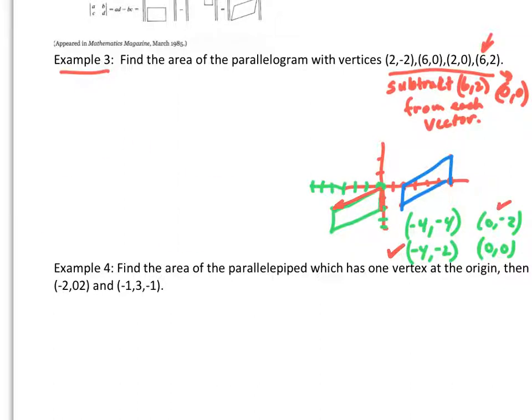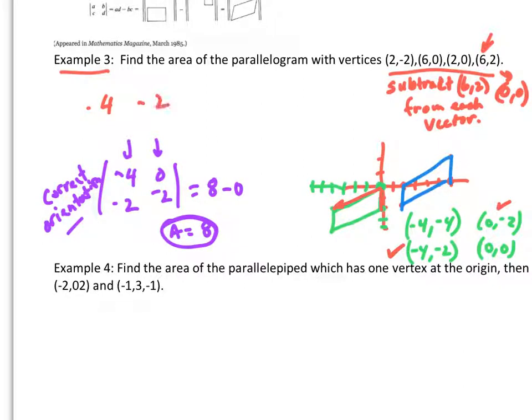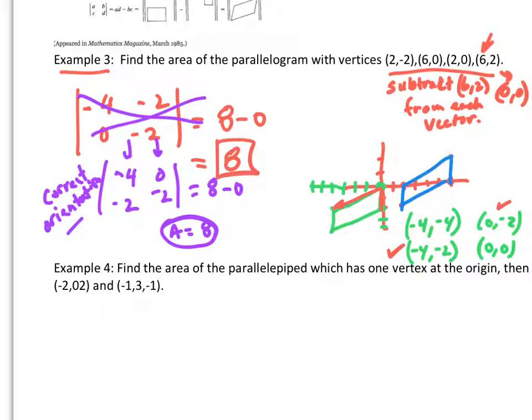So I'm going to set that up: -4, -2, find the determinant with 0, -2. And this would be equal to 8 minus 0, which is equal to 8. And if you notice, this is just the same as a sheared rectangle, which would be right there. So this shearing would be a 4 by 2, so that would be 8 anyways. Okay? So that finds the area of the parallelogram, translating to the origin, and then we should be okay.